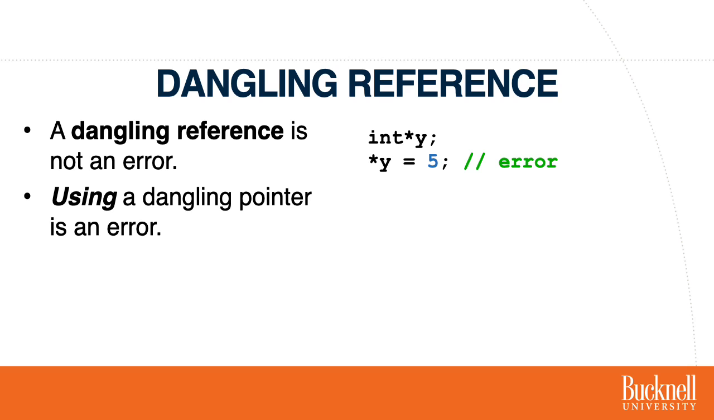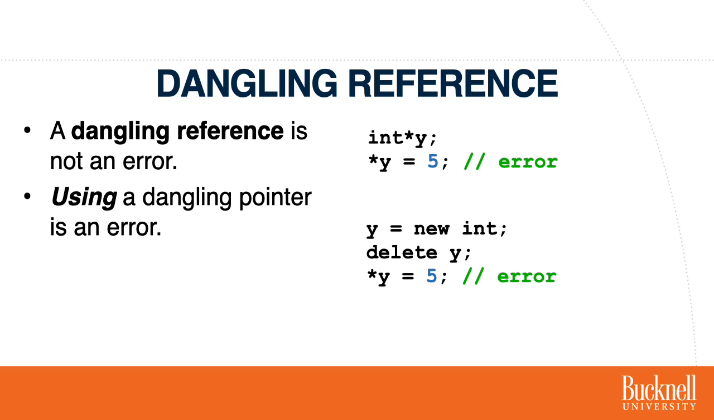Here, we create a pointer y, and then we assign 5 to that pointer before we've actually allocated space for that pointer on the heap. Here, we have allocated space on the heap for the pointer. However, when we delete y and then assign to y the value 5, there's no longer space on the heap for y, and this causes an error.